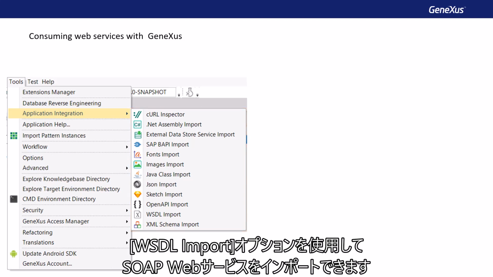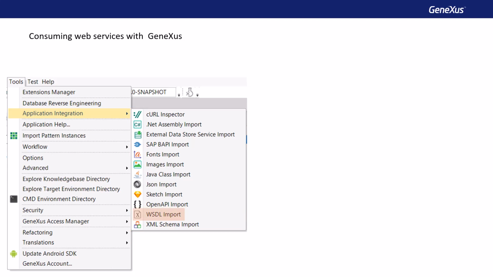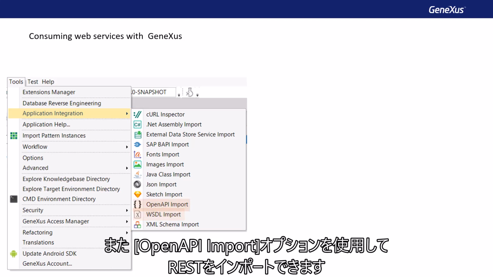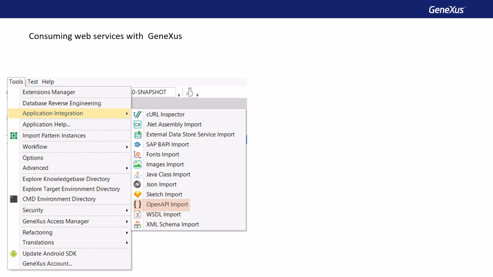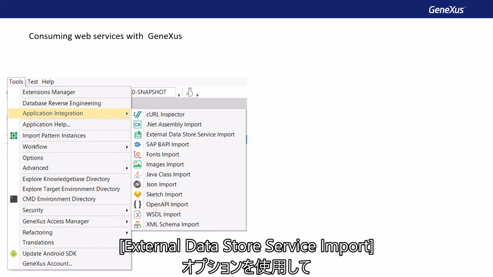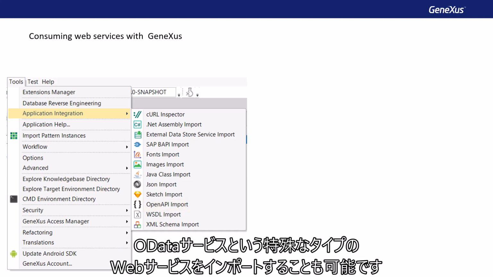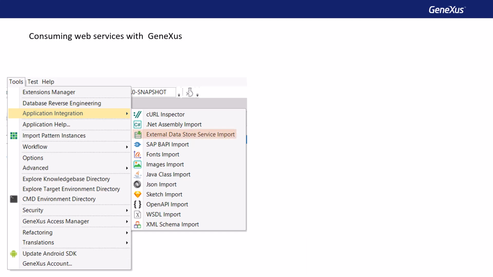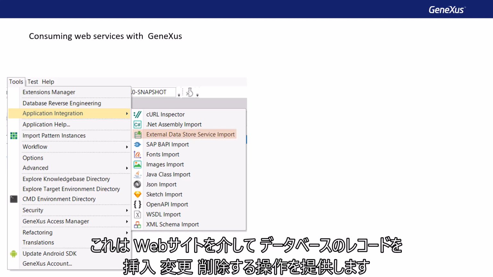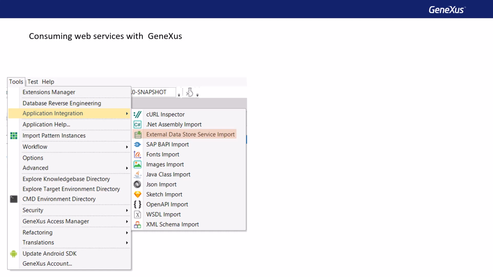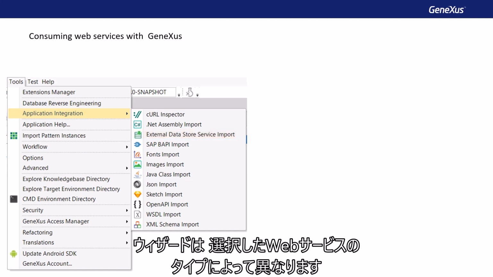We can import SOAP web services through the WSDL import option, REST with the OpenAPI import option, and a special type of web services called OData services with the external data store service import option, which provide operations to insert, modify, or delete records from a database through a website. The wizard will vary depending on the type of web service selected.